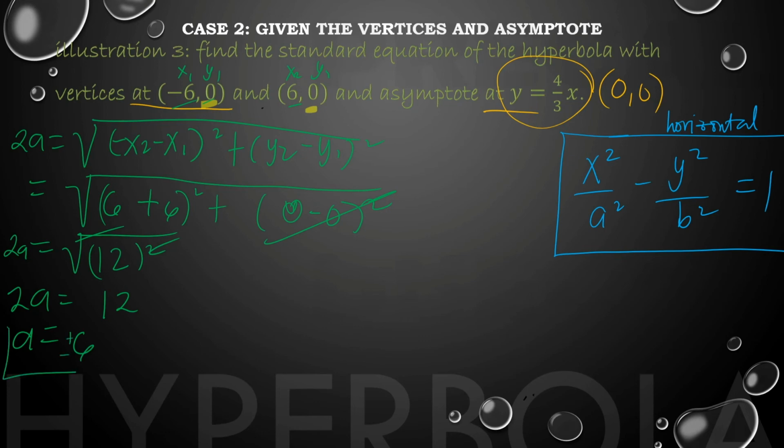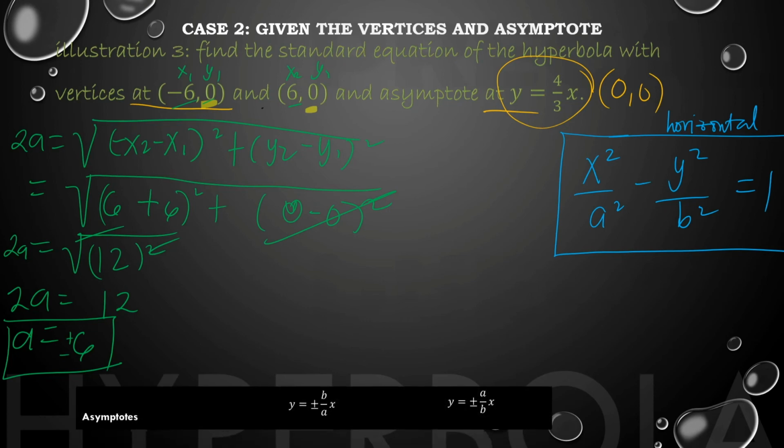So, meron na tayong a. The next is, yung sa asymptote naman niya, susundin lang natin itong form na to. So, ito yung sa horizontal, and then ito yung sa vertical. So, horizontal yung ating hyperbola. So, ito yung sundin natin.